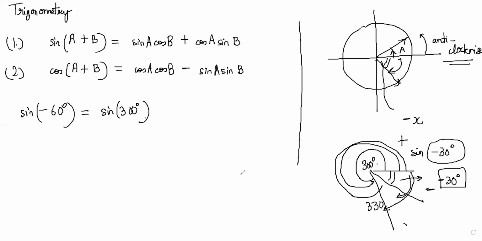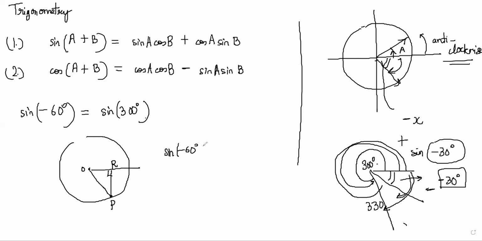And what I want you to notice is, if you have sine of minus 60 degrees and you have to find the value of that sine, then basically you are somewhere here, you have to drop a perpendicular like this, and you have OP and R. So your sine of minus 60 will be perpendicular by hypotenuse in this right angle triangle. So PR by OP, so that will be negative of root 3 by 2, because PR is negative this side.